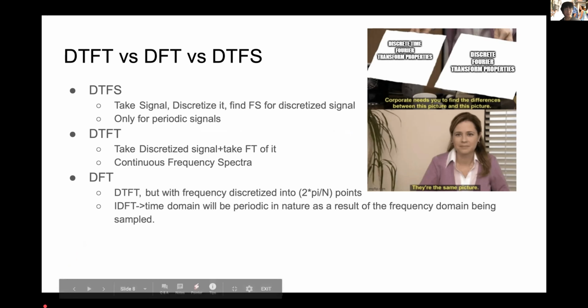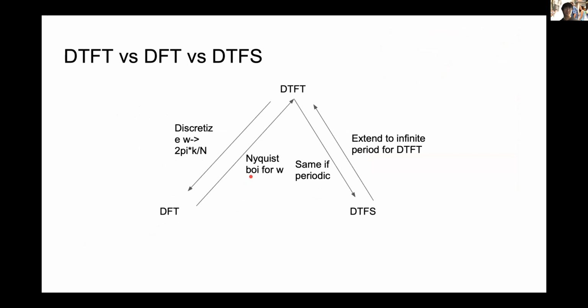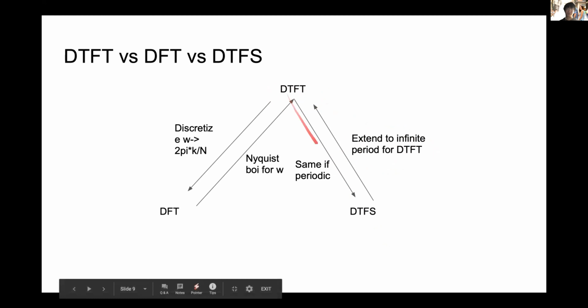Yeah. And then for the IDTFT, the time domain is periodic in nature because the frequency domain is sampled. So basically, these are the relationships between the DTFT, DFT, and DTFS. You can get from the DTFS to the DTFT by just extending the period to an infinite period to get the Fourier transform. And these are the same if they're periodic.